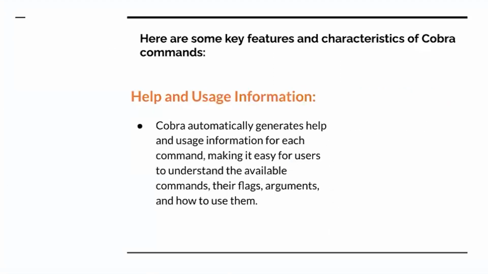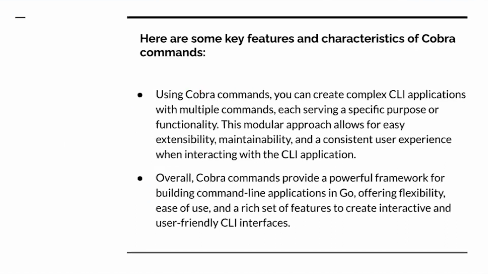Next is help and usage. Basically, Cobra generates help and usage information for each command, making it easy for users to understand the available commands, their flags and arguments, and how to use them. Users can also use the --help flag, which we'll see next, to get details about specific commands or the overall application. These are useful features of Cobra commands that we'll be using.